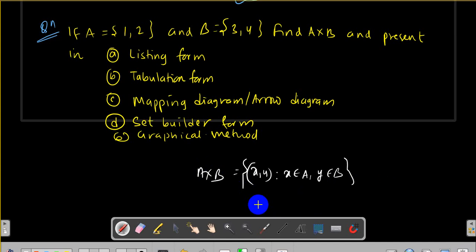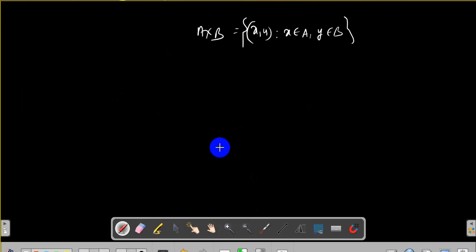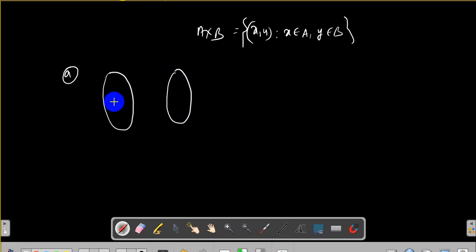I think there is no confusion. Do we have any questions? No, sir. Okay, let's move to the next question. If you are provided with the mapping diagram or arrow diagram, can you write the ordered pairs?